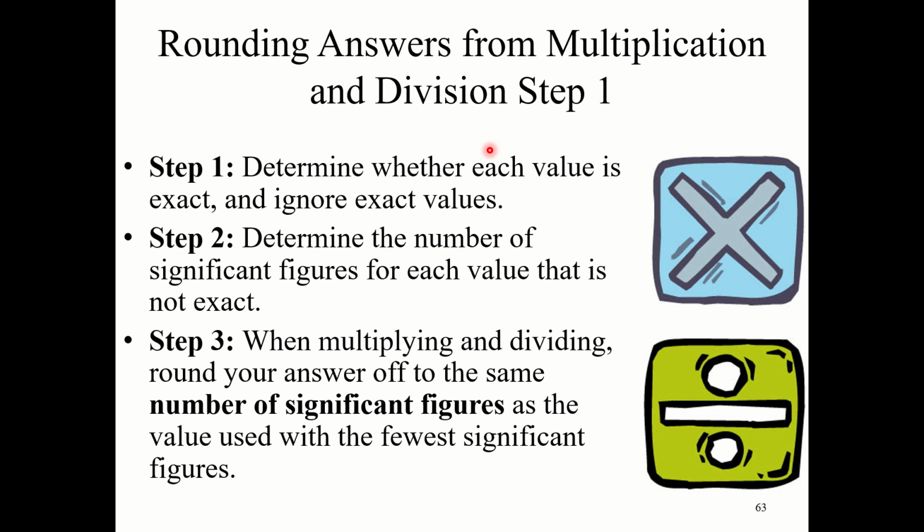All right. Now let's look at multiplication and division. So the rule here is slightly different. Now the steps are generally the same. First, again, determine whether each value is exact, and you can ignore exact values. Next, determine the number of significant figures for each value that is not exact. And step 3, when you multiply and divide, round your answer off to the same number of significant figures as the value used with the fewest significant figures. So addition and subtraction is based upon number of decimal places. Multiplication and division is based upon total number of significant figures.